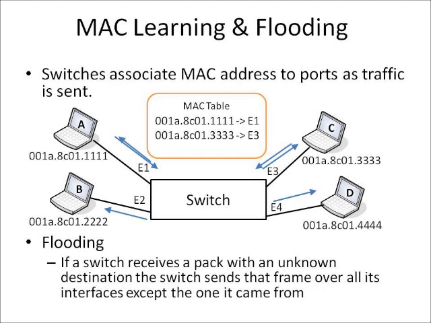Great! So now, if device A sends another frame to device C, it'll be received by the switch, it'll look at the destination MAC address, and it'll say, aha, I know where it's at, out port E3, and it'll send it out port E3. It won't flood it out any longer.